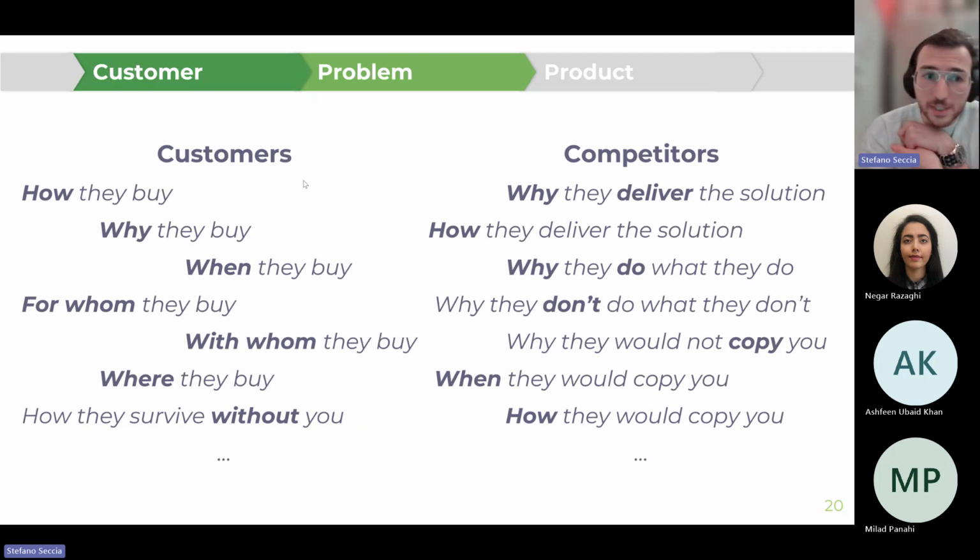And these are, again, just some examples, but they're not obvious. For example, how do they survive without you? How does the customer survive without you? That's very important to know, because it's the first thing they're going to tell you. And also questions that might be difficult to ask competitors, but need an answer, such as why they don't do what they don't do, or when they would copy you, or why haven't they already?